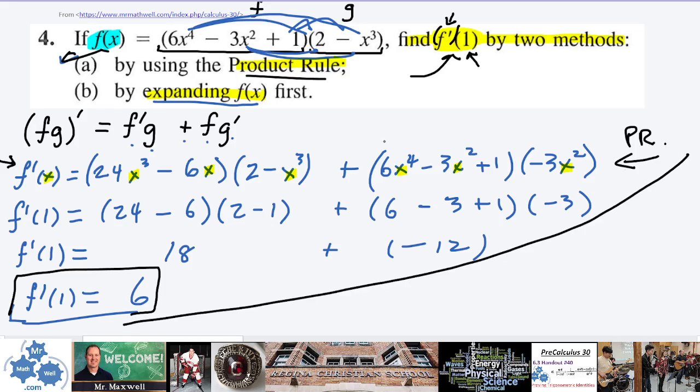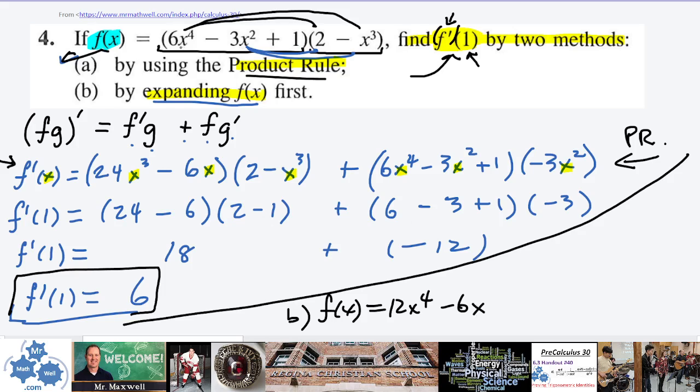Now let's expand first, okay? So let's do some multiplication here. So for B, I'm going to write this at the bottom here so I can see what I'm doing. So 6x to the 4th times 2, f of x is going to be now 12x to the 4th when I do this first expansion. And then I've got to distribute to each one. So that's going to be negative 6x to the what?